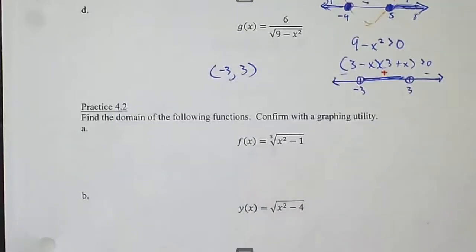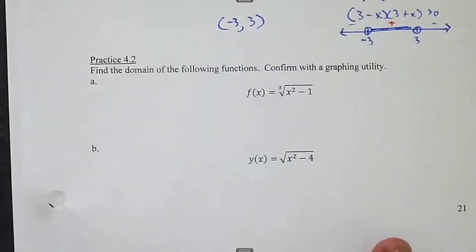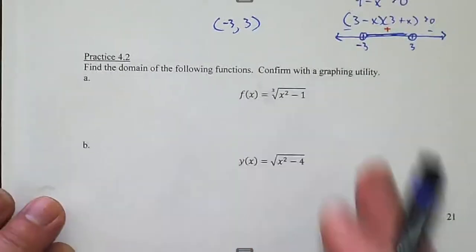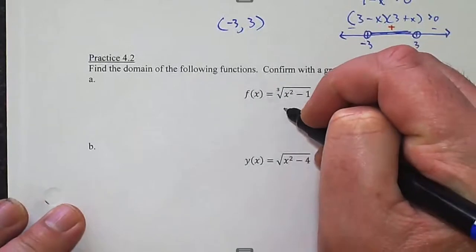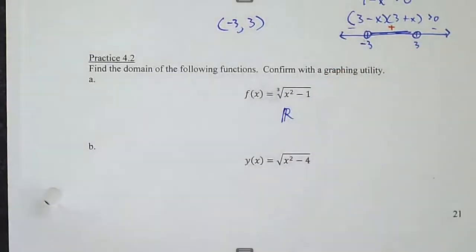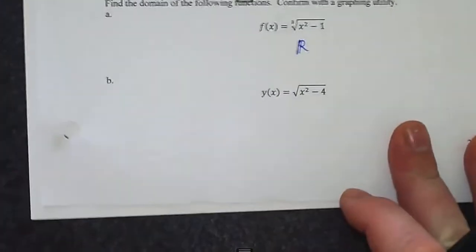Okay, so we start with this one. It says f of x equals the cube root of x squared minus 1. I can cube root any real number. I don't have to have that restriction that I do for even roots, because the cube root of a negative number is a real number. So there's nothing to be concerned about. The things we need to check for are even roots and dividing by 0. So this is fine. The domain is all real numbers. Or negative infinity to infinity, either way.